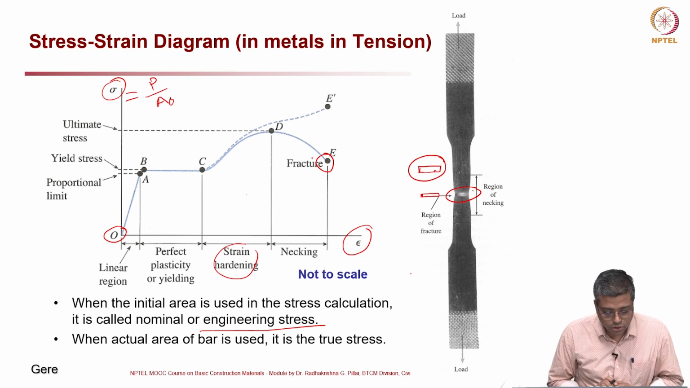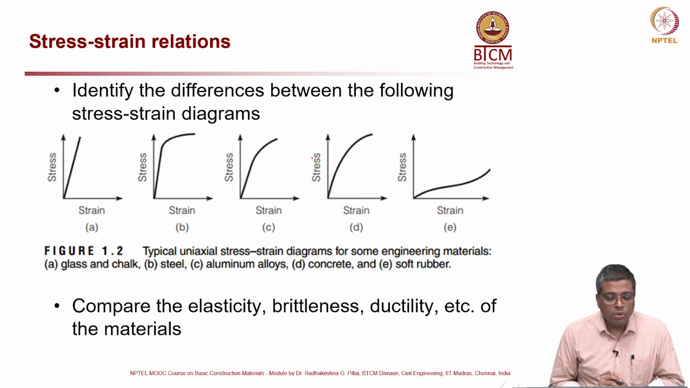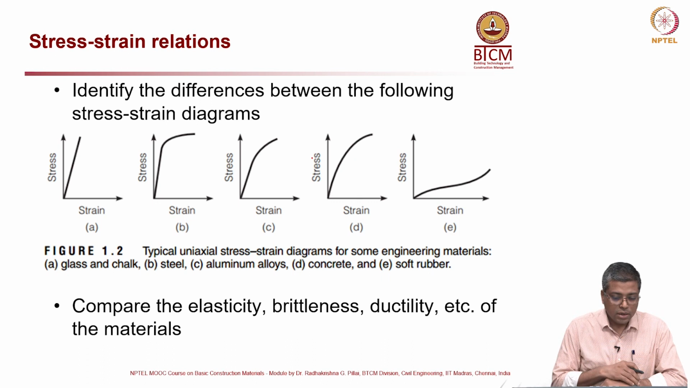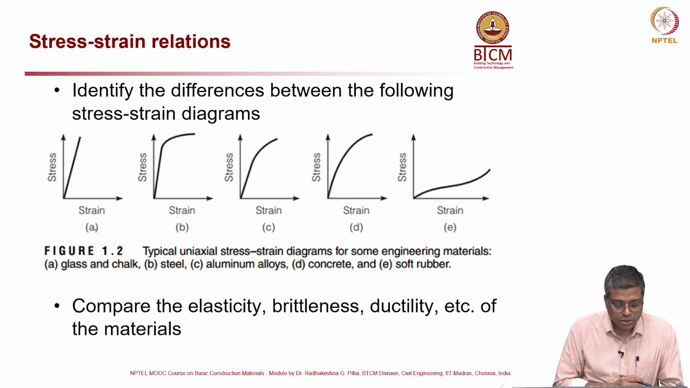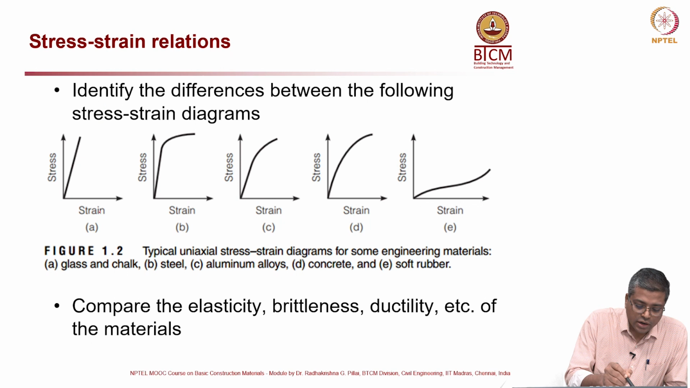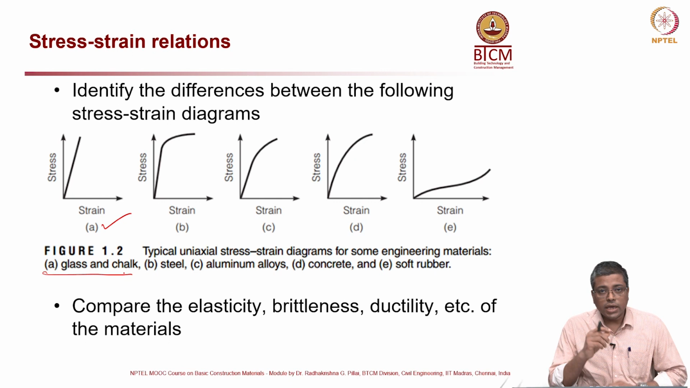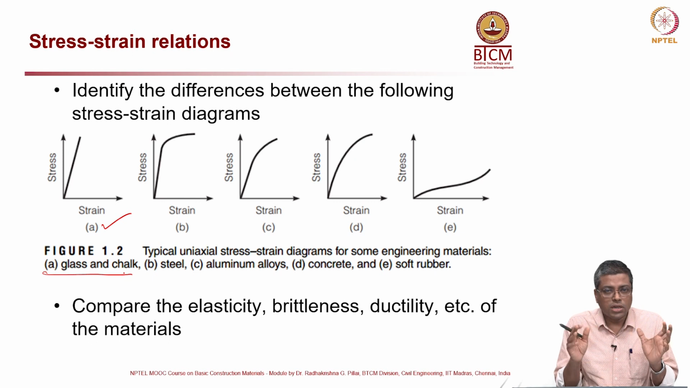Now we look at how stress strain graphs of different materials would look. This is from the Mamlouk and Zaniewski book, figure 1.2. Identify the differences between the following stress strain diagrams. The first one is for either glass or chalk. If you take a piece of chalk and try to pull it, it will suddenly break without any deformation, so there is no ductile behavior in that.